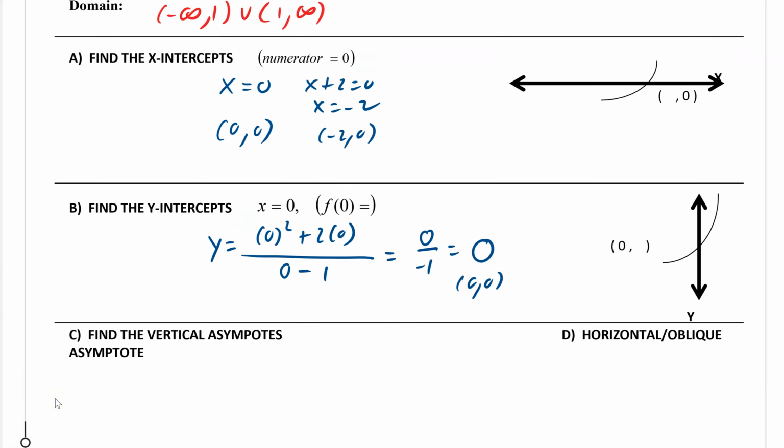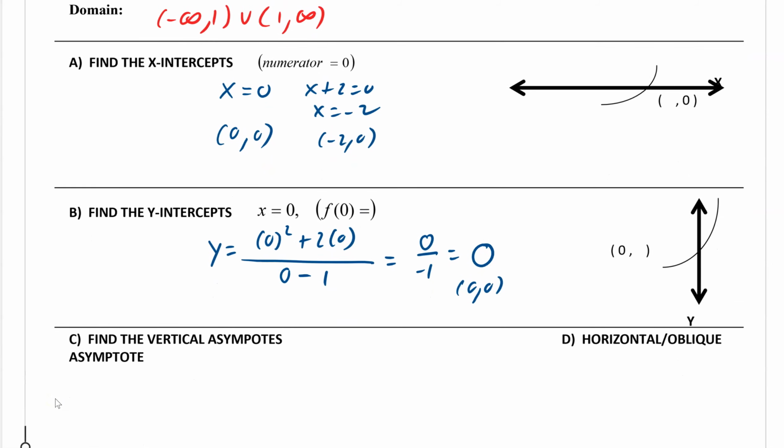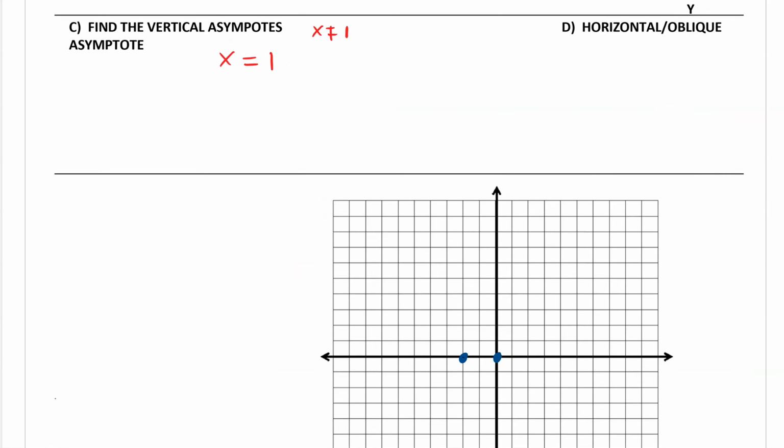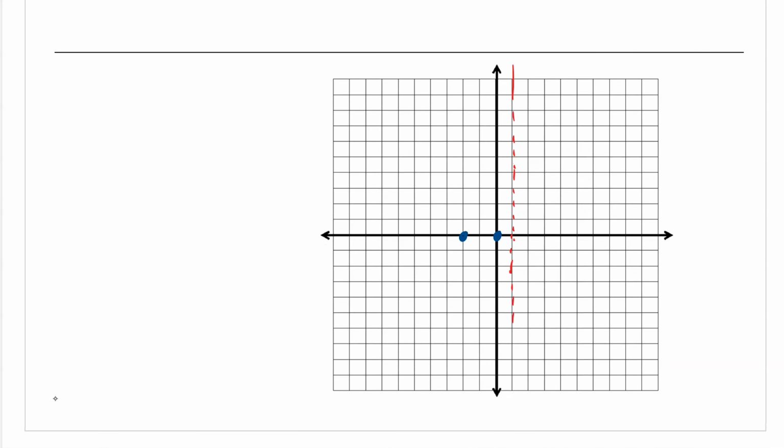So now on to vertical asymptotes. And again, vertical asymptotes are the denominator. We only have 1 here. So we have x equals 1 because we had x cannot be 1. So we go to 1 and we draw our vertical asymptote.